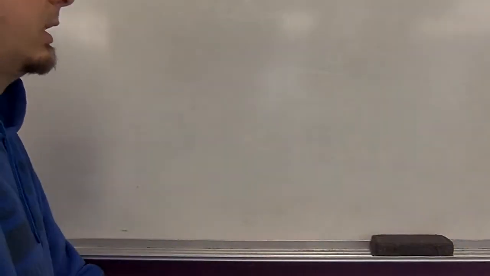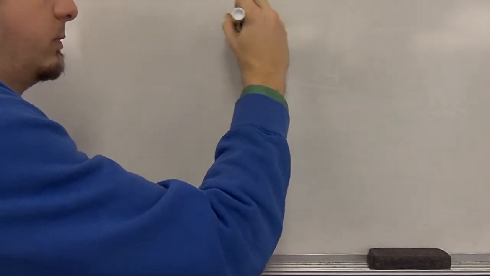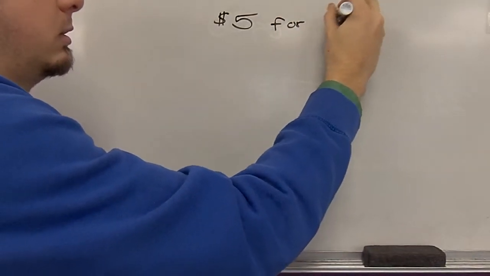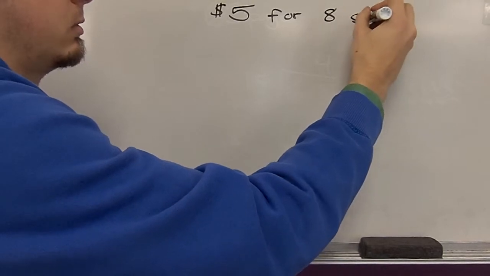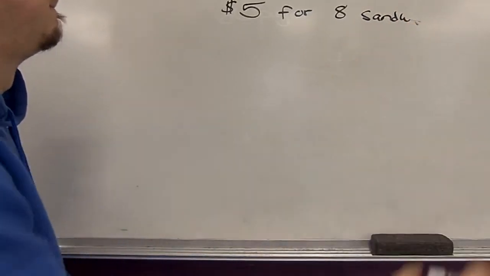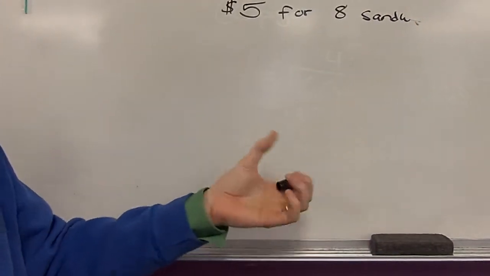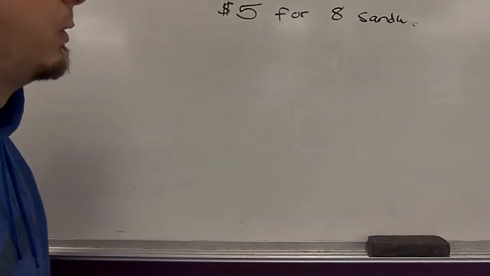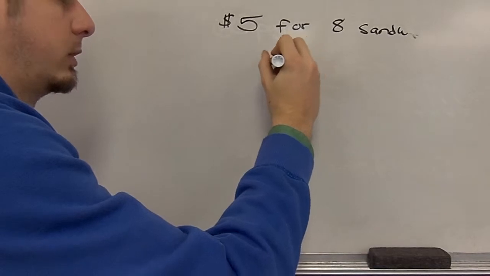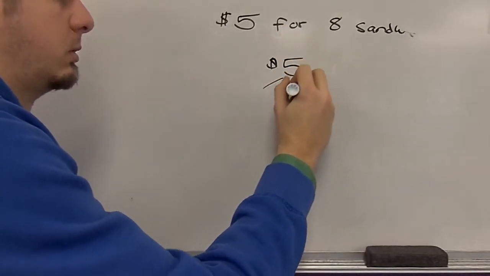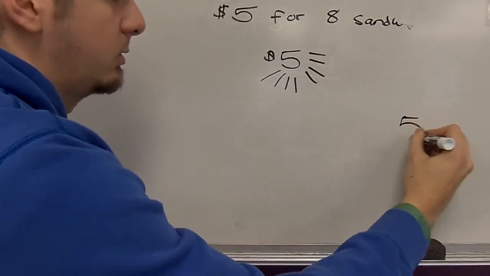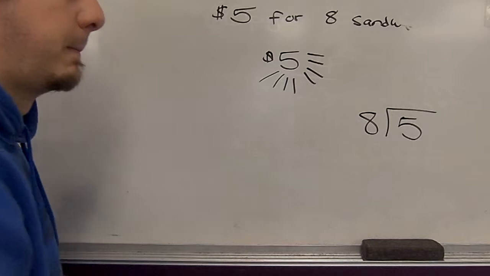Another example might be I paid $5 for 8 sandwiches. Okay. So what would I do? Well, if I wanted to find the unit rate here, I would want to know how much did I pay per sandwich. So I'm going to take my $5 and split it into 8 equal pieces. So I'm going to take my $5 and divide it by 8, which will require me to put a 0.00 here, so I can get a decimal answer.